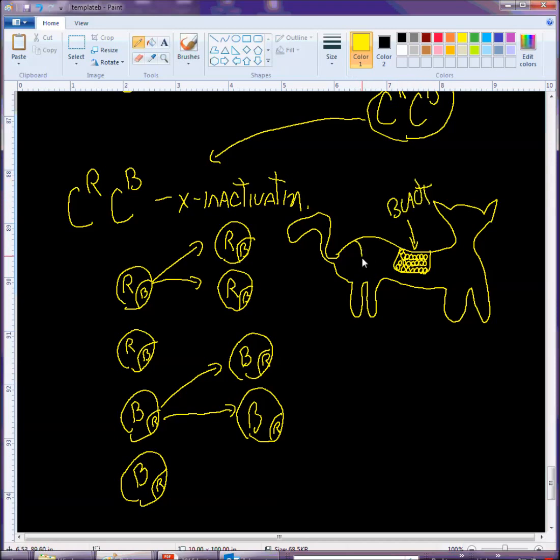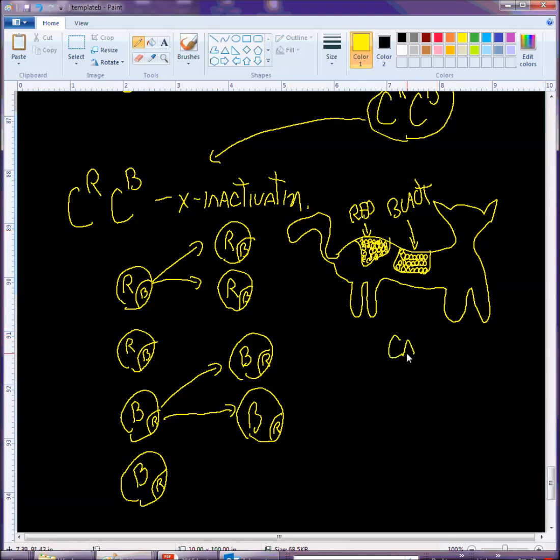Now let's say there's a patch over here. We have a bunch of cells that all started from a cell that had the red allele, no, the black allele inactivated. So all these would be red. And we could do the whole thing to the whole cat that way.